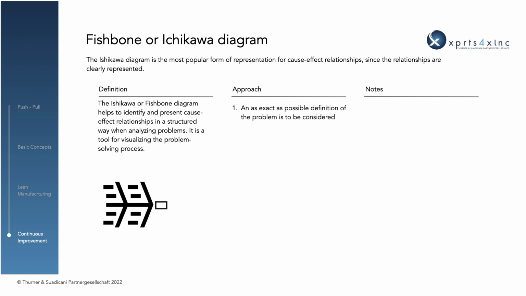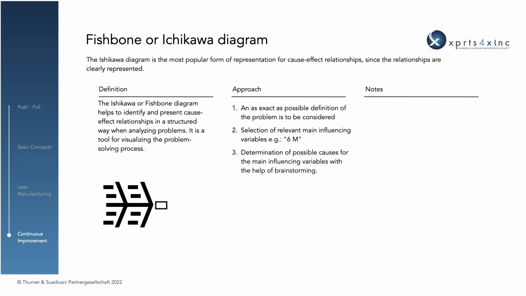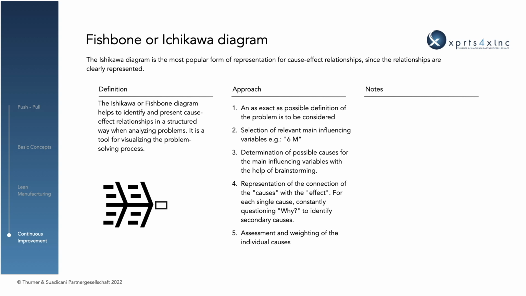Approach: and, as exact as possible, definition of the problem is to be considered. Selection of the relevant main influencing variables. Determination of possible causes for the main influencing variables with the help of brainstorming. Representation of the connection of the causes with the effect. For each single cause, constantly questioning why? To identify secondary causes. Assessment and weighting of the individual causes.